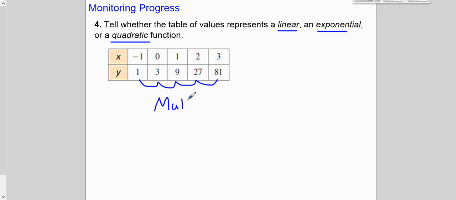Did you notice? Multiply by 3 each time. So what does that mean? Do you remember? Look it up in your notes. It's exponential, so it's an exponential function. Okay, good job.